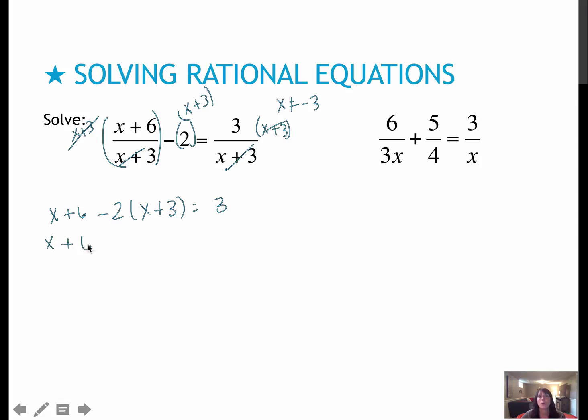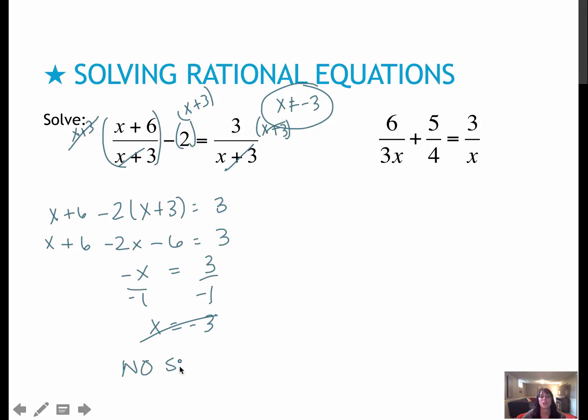Again, on the left, I'm going to distribute. Then I'm going to combine like terms. x and minus 2x is negative x. 6 and negative 6 is 0. I would then divide by negative 1 to get x equals negative 3. In this case, I said that x can't be negative 3, so I'm going to instead say no solution.